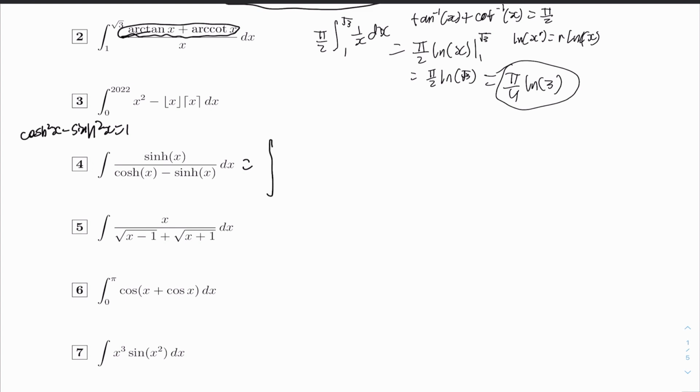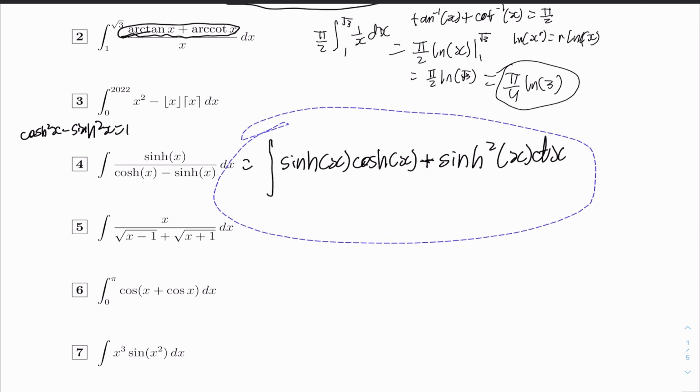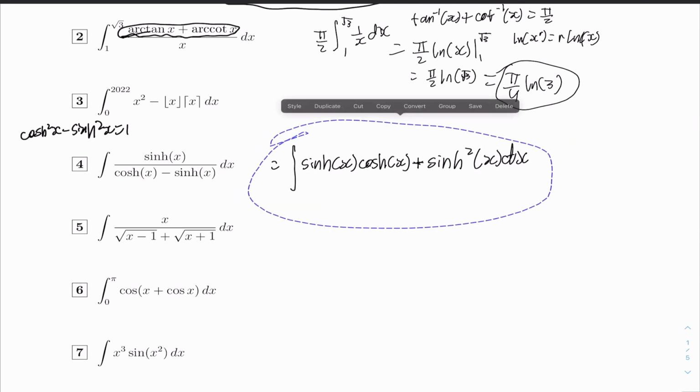So now distributing the powers as well, you'll get sinh x times cosh x, these are always weird to pronounce, and then we have sinh squared of x dx. And now we will have to use the definitions of the hyperbolic trig functions, which are to do with the exponentials. So let's just make this a bit smaller here so that we can work on those.